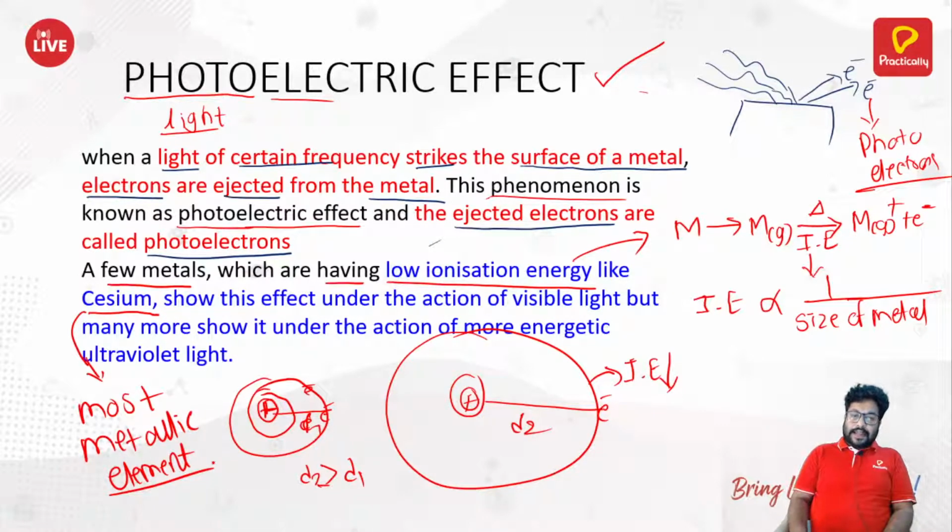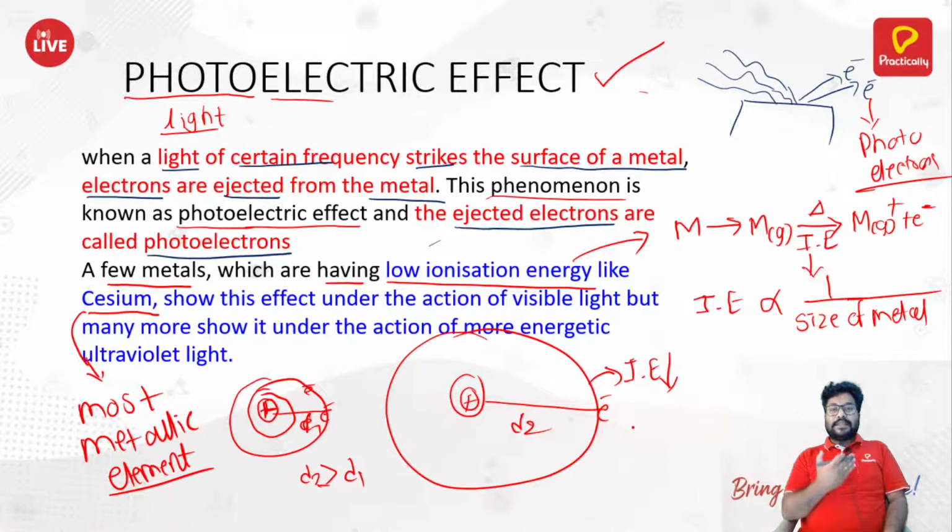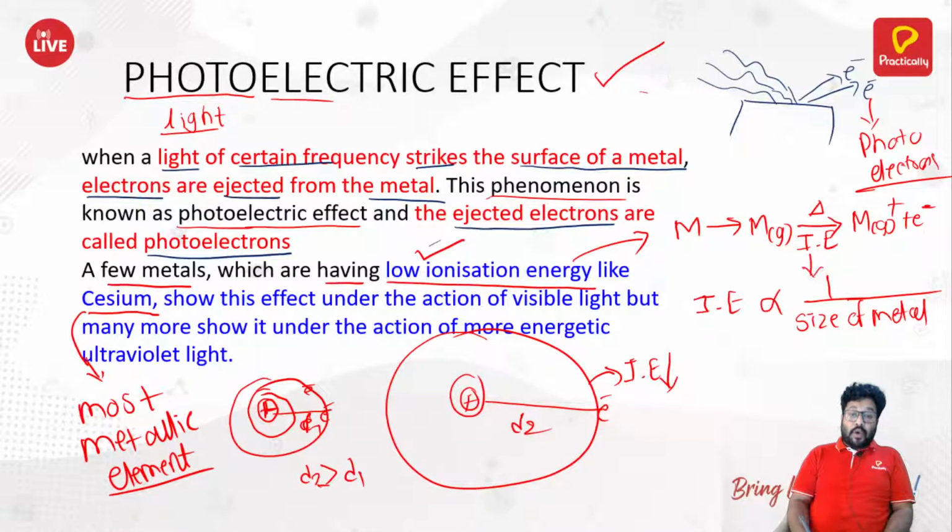Why does it have the highest metallic character? Because it can lose the electron very easily. If it can lose the electron easily, it can form the cation very easily, and that means it will have the highest metallic character. So all of these are connected. Cesium has a very large size, because of which its ionization energy is low. Cesium can show the photoelectric effect even in visible light.